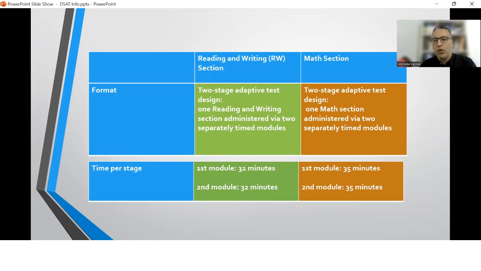The first section in English is 32 minutes, and the second section is also 32 minutes. In English, we have two modules. First section is 35 minutes, and the second section is 35 minutes. So once you start your test, you will find two sections in English, first one and then the second one. Then you are going to take a break, and then you start the time for the math.